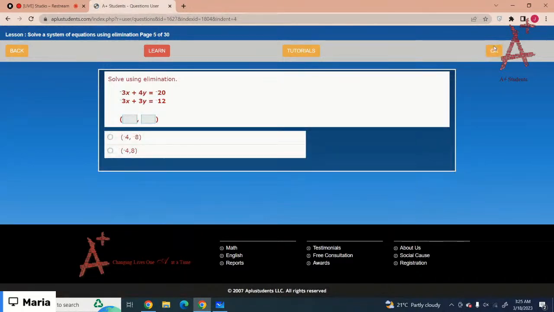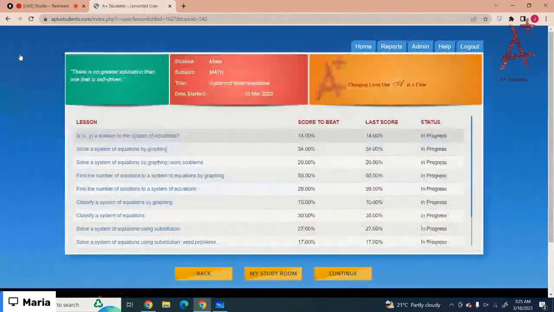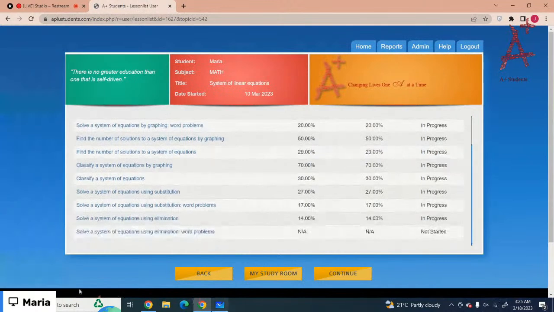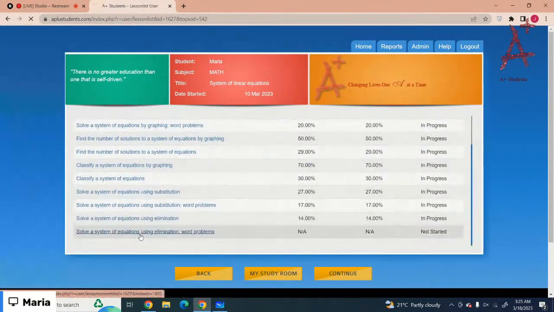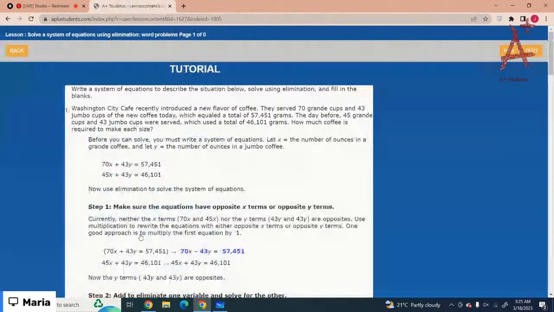Okay, you can complete the test by yourself later. Let me just move on to the next lesson. And the next lesson is the word problems for the elimination method. Solve a system of equations using elimination word problems. Got it? So we're going to start with the word problems for the elimination method. So let's just start with the first example.